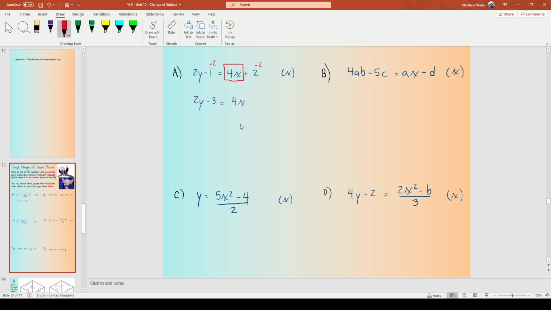Now it's time for the matey to go home. It's time for the 4 to go home, so even though it's paired with the x, it's still time to get rid of it. Now if it's 4 lots of x, it's 4 times x. Opposite of times is divide. Divide the whole of both sides by 4, making sure to cancel it out, leaving you with the final answer of this: x equals 2y take 3, all over 4. So I hope that you got that. That would be kind of a medium difficulty one that we're starting on.